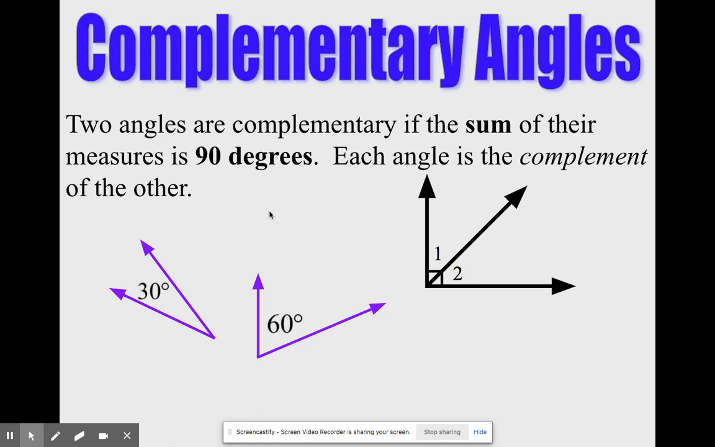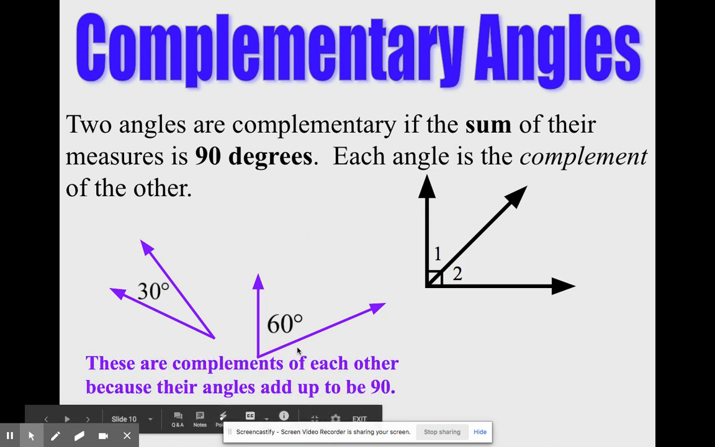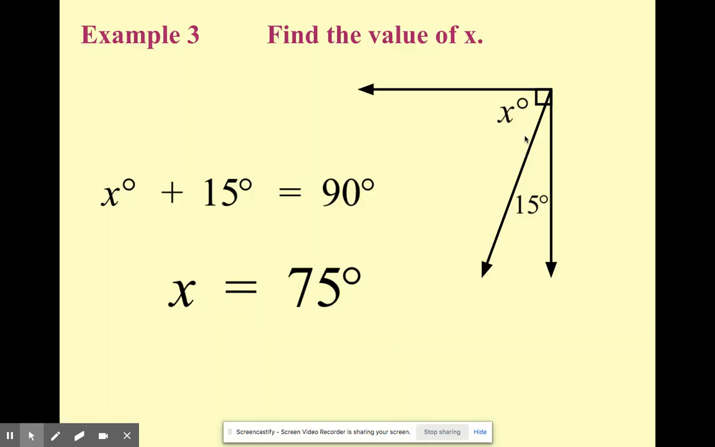But let's look at complementary. Complementary angles add up to 90 degrees. We know that these two angles are complementary because they do in fact add up to 90 degrees. And again, we have something simple, right? x plus 15 equals 90. Subtract 15, you get 75.